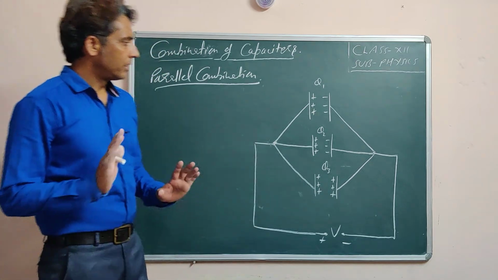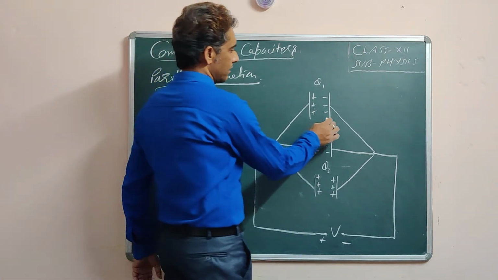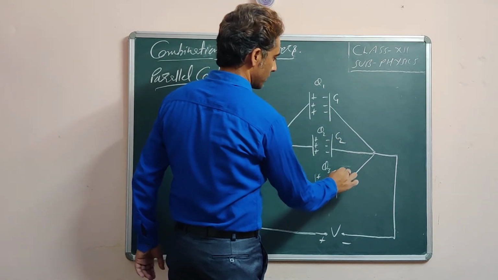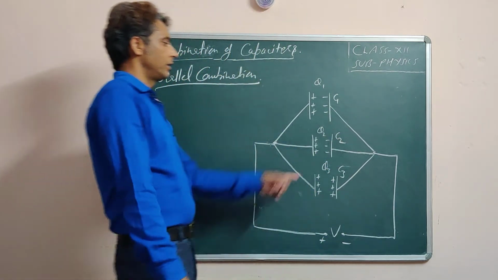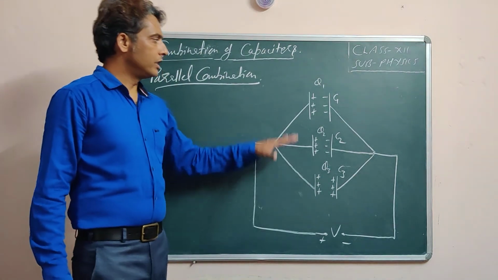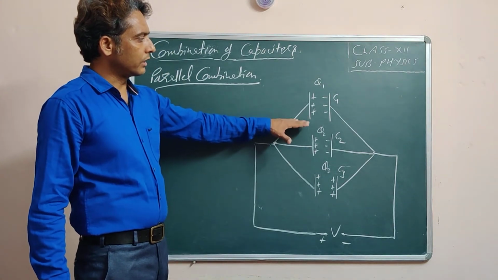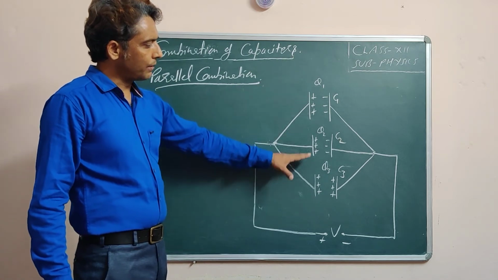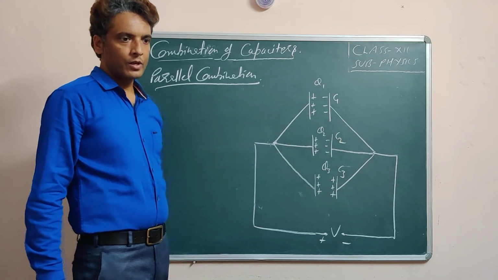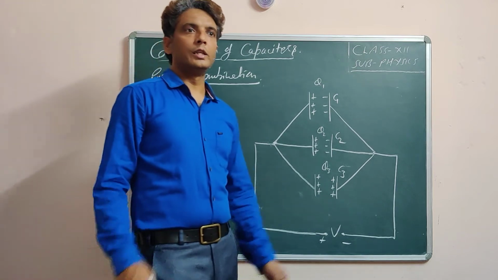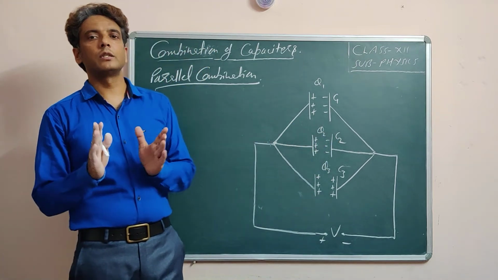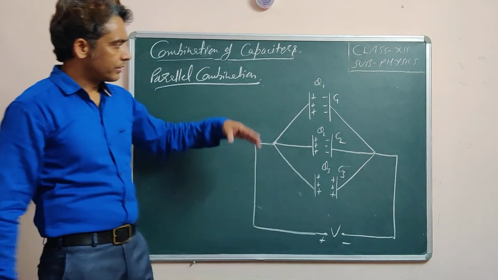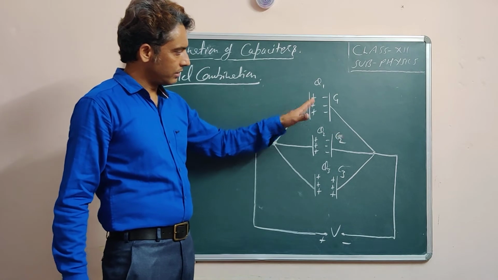And here let C1 be the capacitance of this capacitor, C2 be the capacitance of this, and C3 be the capacitance of this capacitor. Since these capacitors are connected in parallel, potential difference across all of them will be same. You must know that the different appliances connected in our homes are in parallel. So same is the arrangement I have shown here.